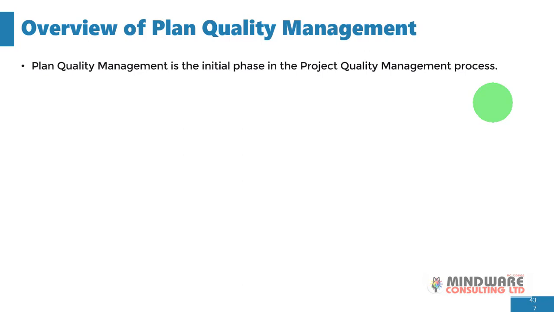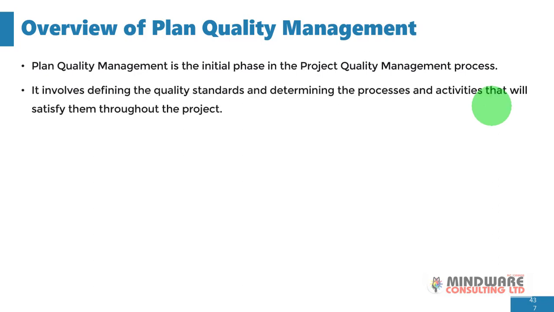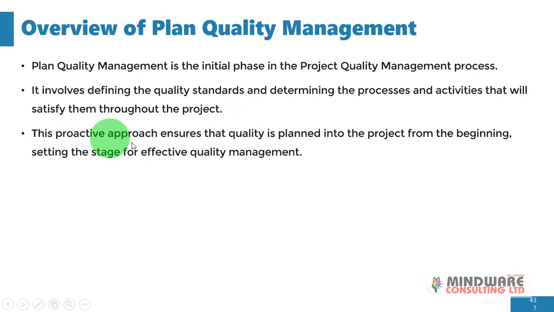What are the tools you're going to need? What information are you going to need? And all that. That's what this planning is. It involves defining the quality standards and determining the processes and activities that will satisfy them throughout the project. This proactive approach ensures that quality is planned into the project from the beginning, setting the stage for effective quality management.